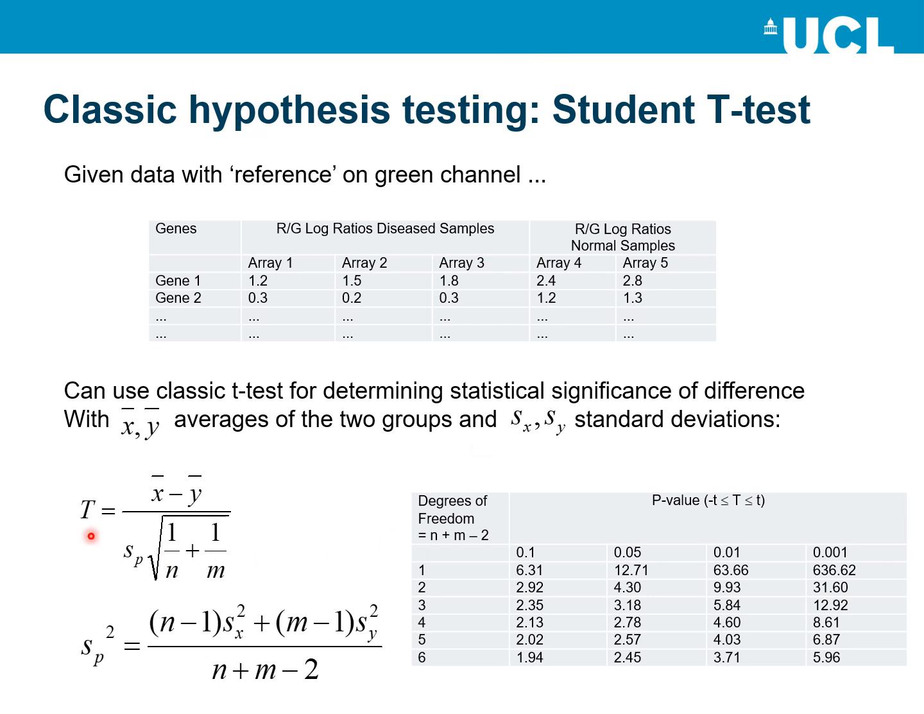So you get a t-value, and then looking it up in a t-test table with the correct number of degrees of freedom, which is n plus m minus 2, gives you a p-value for that. So 0.1, 0.05, that's the typical threshold that you use, 5%, and these are the values of t that need to be exceeded to meet that level of statistical significance.